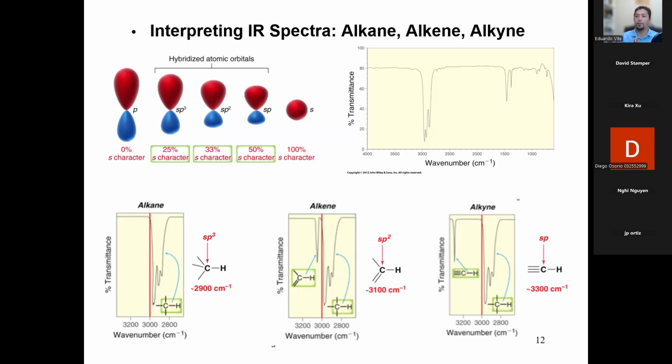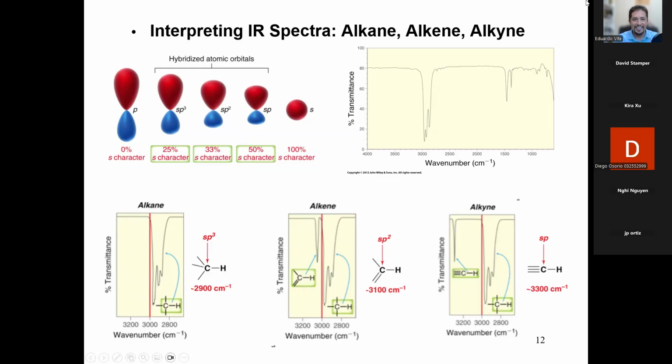Well, that depends, right? Remember we learned hybridization. Alkanes are sp3 because they're all single bonds, tetrahedral. Alkenes have a double bond, so they can be either sp2 or sp. Alkynes are always sp, and so the more s character that you have, the lower your wave number. The more s character, the lower your wave number. Make sense? Or I think it's backwards.